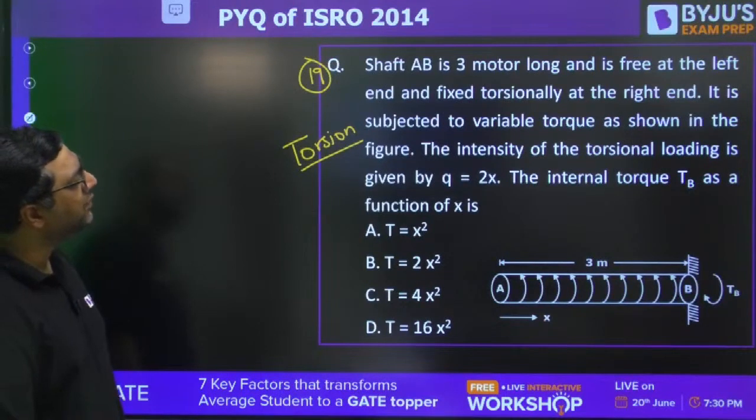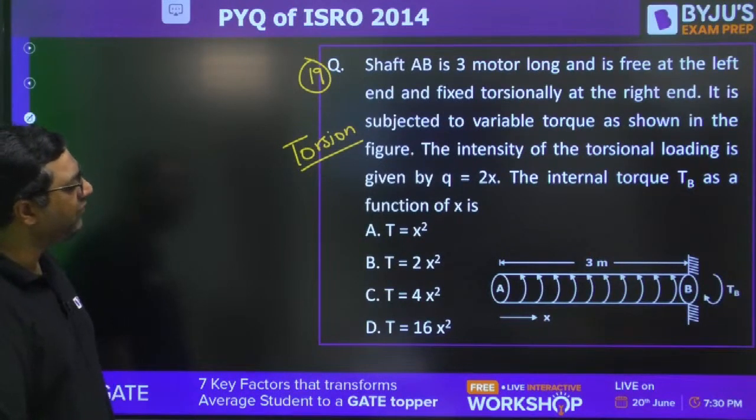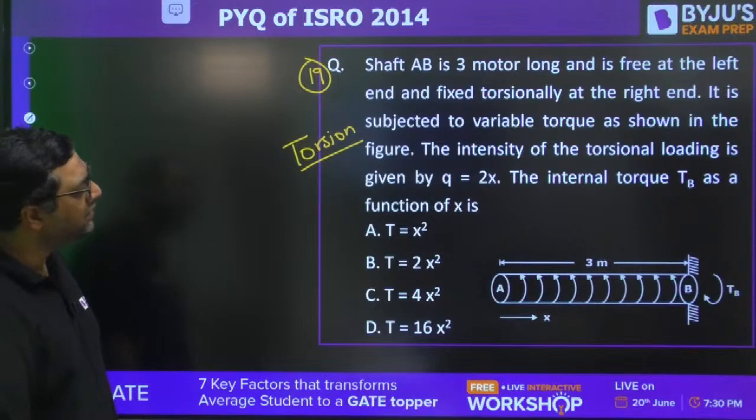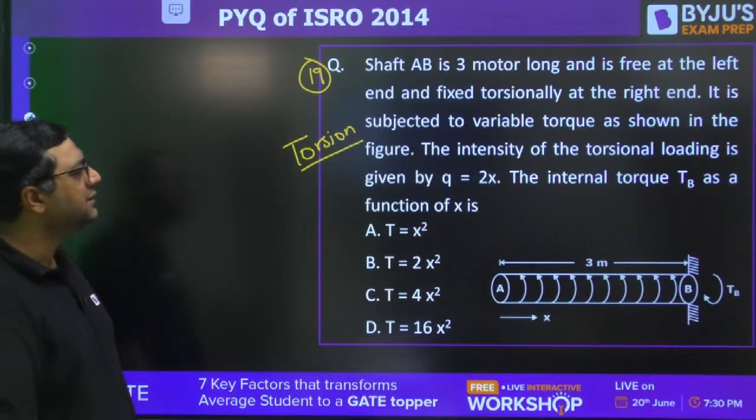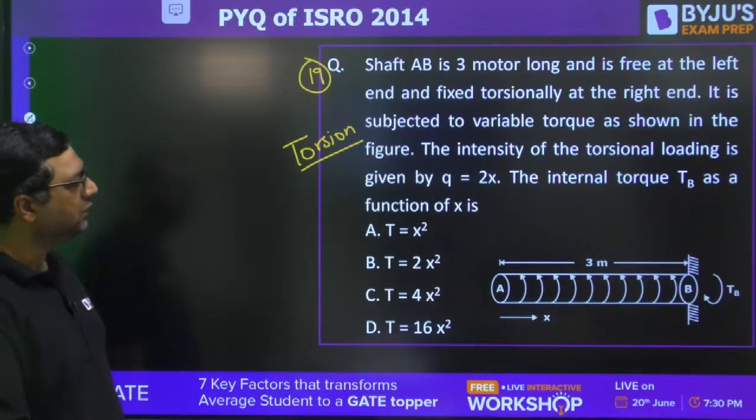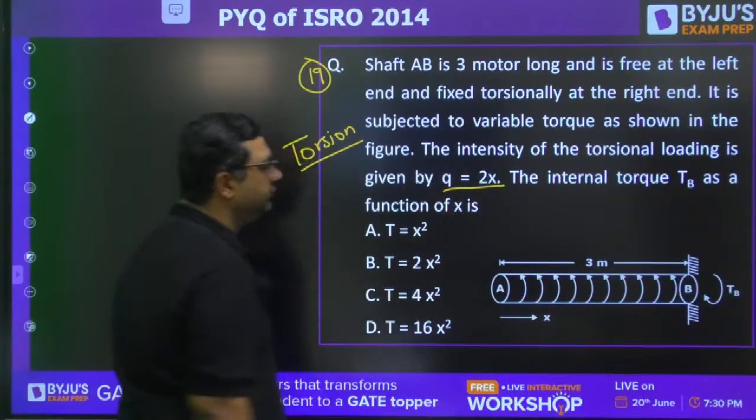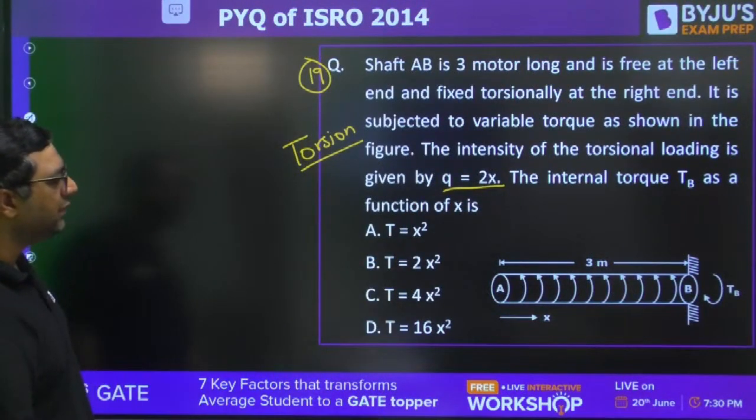Shaft AB is 3 meter long and free at the left. Okay, and fixed torsionally right. It is subjected to variable torque as shown in the figure. Okay, they have given it as 2x. They are asking you the TB.